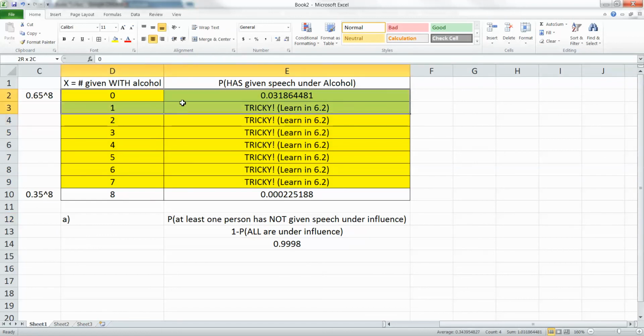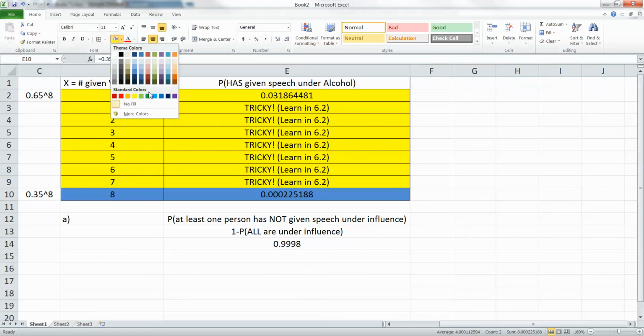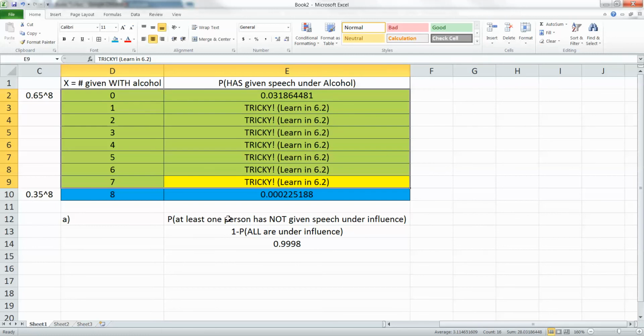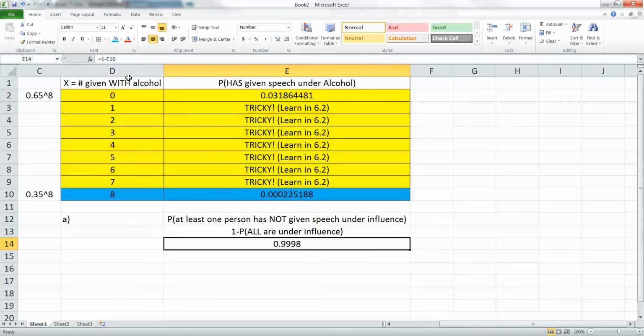So it could be all 8 of them were not drunk, or it could be 7 of them were not drunk, but 1 person was, or 6 of them were not drunk, but 2 people were, right? And so on, all the way up to this one where 1 person was not drunk, but 7 of them were. 7 of them gave a speech under the influence of alcohol, 1 person did not. Okay, so the complement of that is this one down at the bottom. I'll give it blue again. So instead of finding all these, which I don't even know how to find, I'm going to find the blue one and take it away from 1, which is exactly what I did. And then I just right-clicked and made it 4 digits.